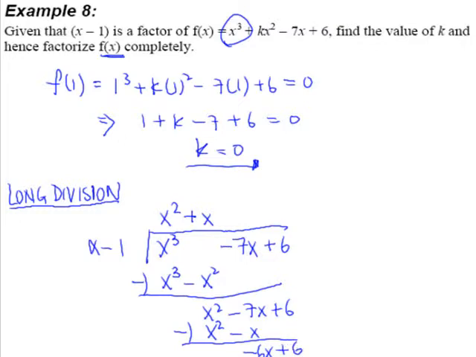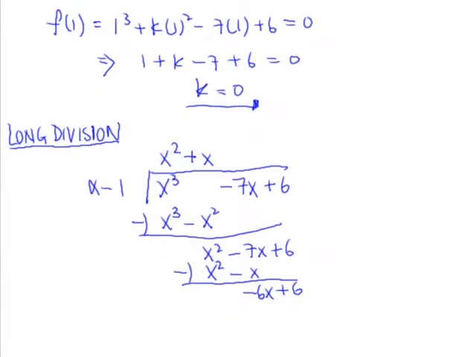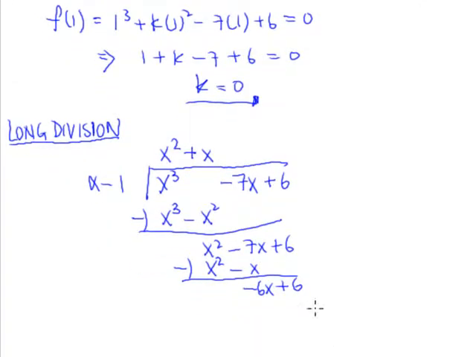Okay, let us move it a little higher so you get more space. Okay, now finally, something multiplied by x will give me a negative 6x. So this something has to be a negative 6. So negative 6 multiplied by x will give me a negative 6x. Negative 6 multiplied by negative 1 will give me a positive 6. So when you minus off, you get 0, which is expected, isn't it? Because since this is a factor, we should expect the remainder to be 0, no remainder at all.